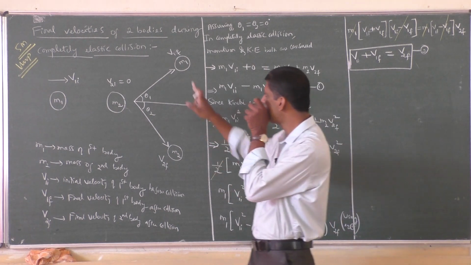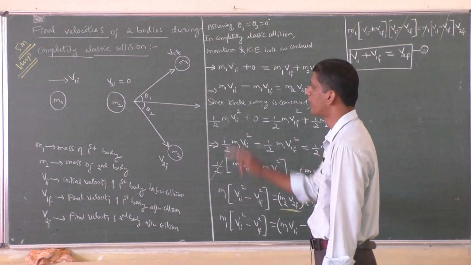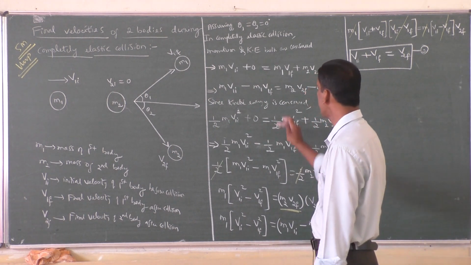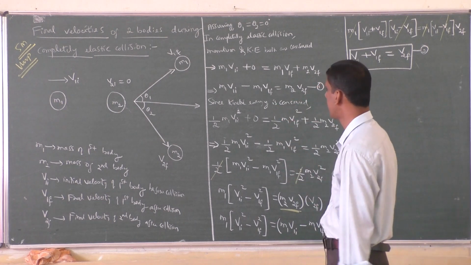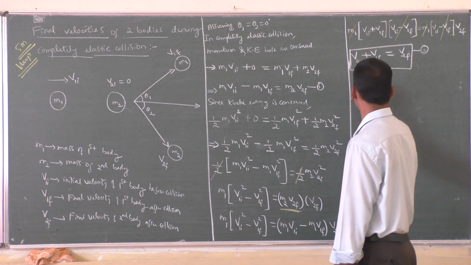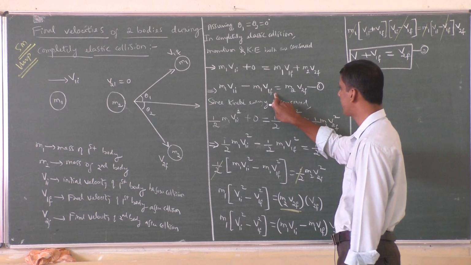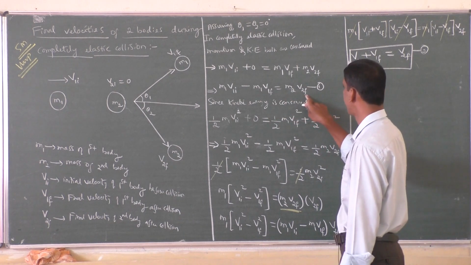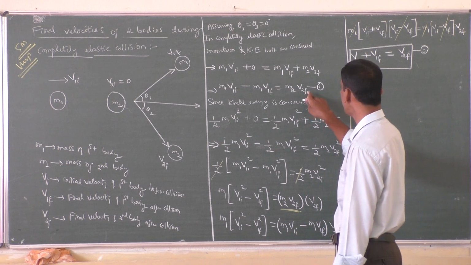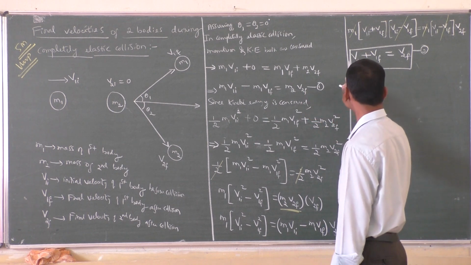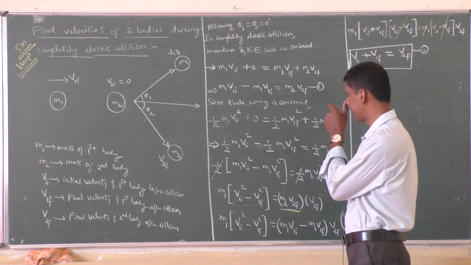So first of all, we have to obtain the expression for v1f. How can we obtain the expression for v1f? Just by observing the equation number 1, in this case m1 v1i minus m1 v1f should be equal to m2 v2f. Substituting the value of v2f in equation number 1.